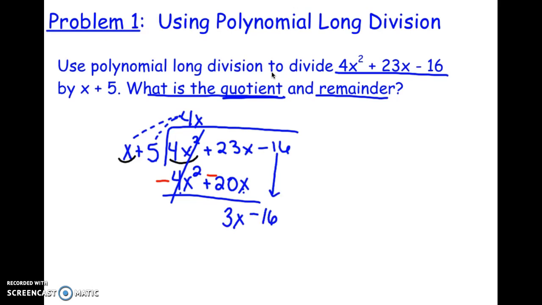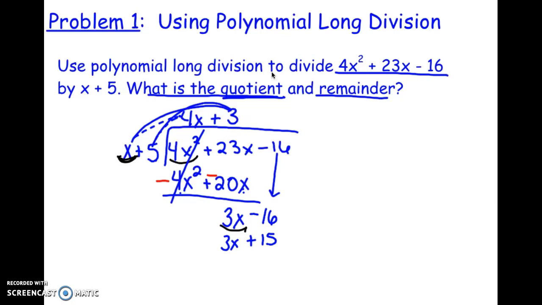And we ask ourselves the same question. What do I have to multiply x by to make it exactly 3x? Well, it would need a positive 3, so we put plus 3. And then again, we distribute. 3 times x is 3x. 3 times 5 is positive 15.